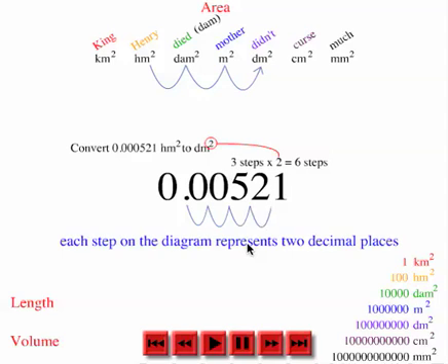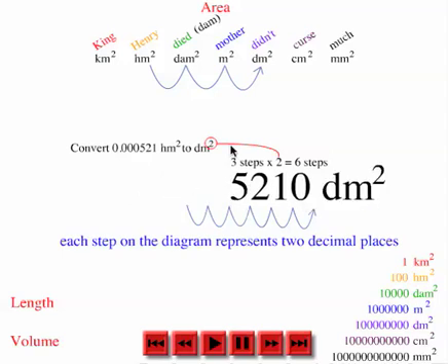4, 5, and 6 steps. And we fill up the empty spaces with zeros, and we're moving the decimal place here, so we can get rid of all these things, and the extra zeros we just remove, put the units, decimeters squared, and we're done.